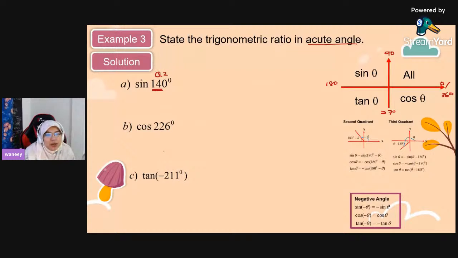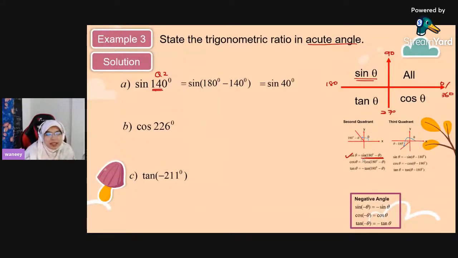So now we go to the second quadrant and check. This is sine theta. So if we are talking about sine of 140, we are going to use this formula. Sine theta is equal to sine of 180 minus theta. So sine of 140 is equal to sine of 180 minus 140, which is simply equal to sine 40. So we can stop there. They just want us to state it in acute angle. So sine of 40.